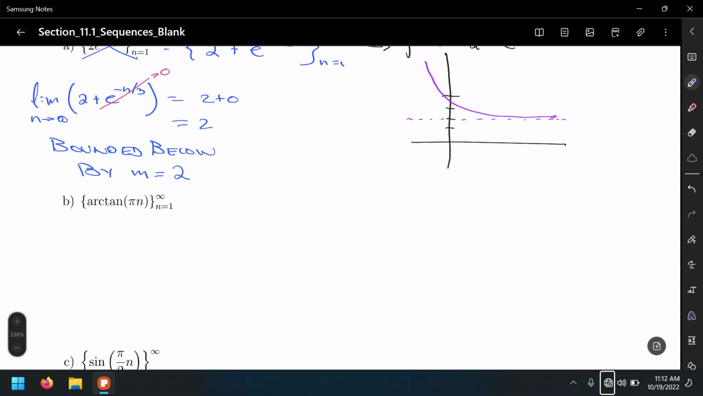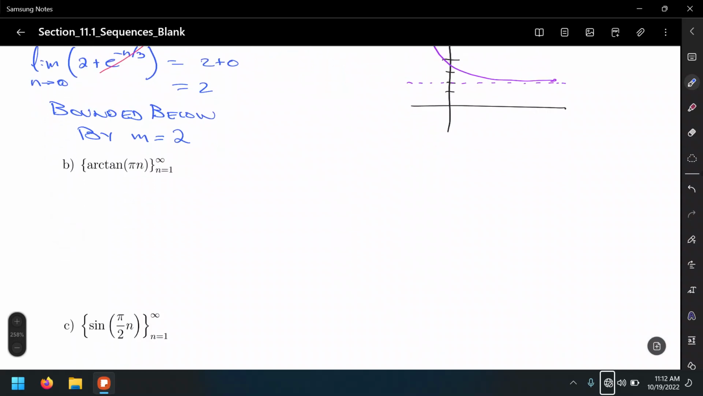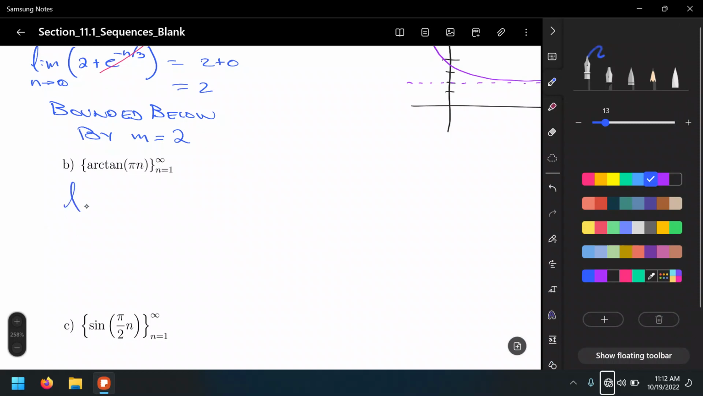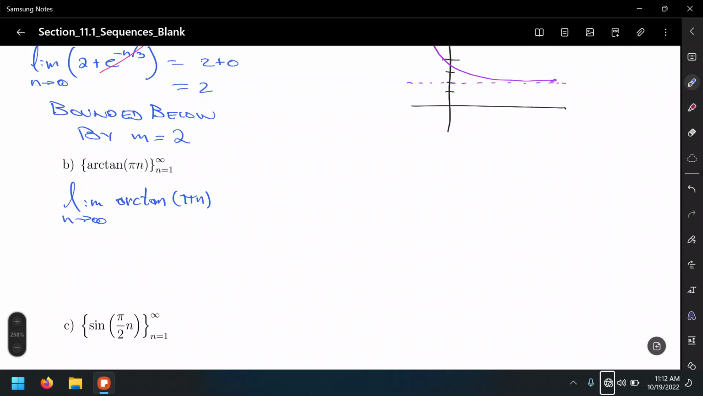Okay. So let's look at letter B, arctan of pi n. So the limit of arctan of pi n as n approaches infinity. All right. What is this limit equal to? Where is arctan going to for large values of n? At infinity, it's pi over 2, right? However, that doesn't tell us anything about whether this bound is an upper bound or a lower bound. So how about we look at the graph of arctangent of pi x.